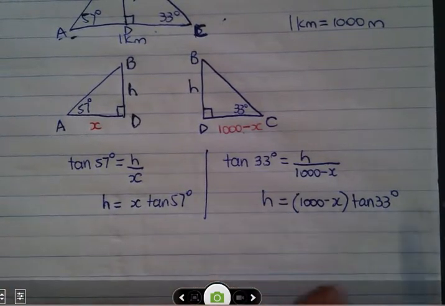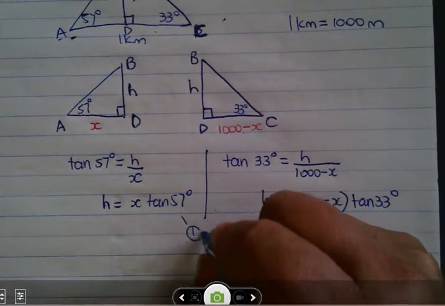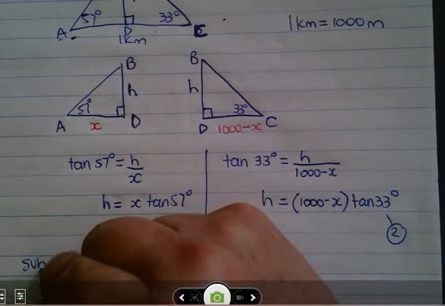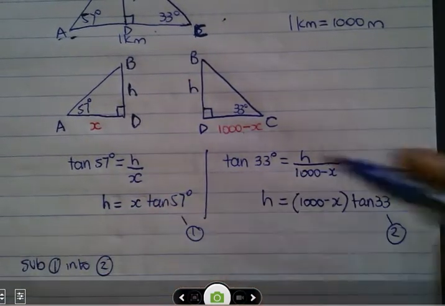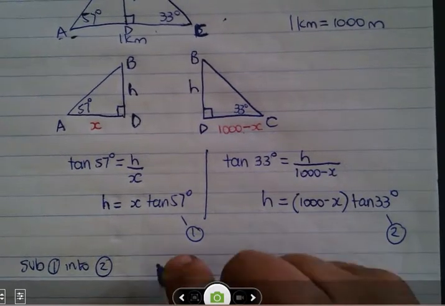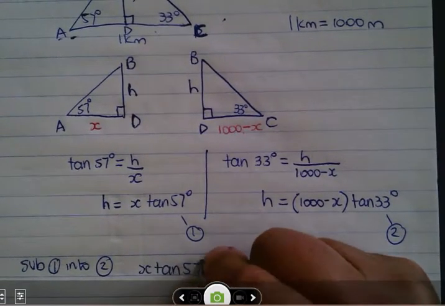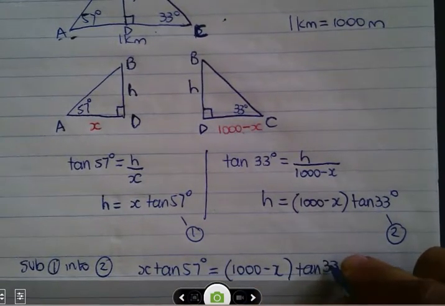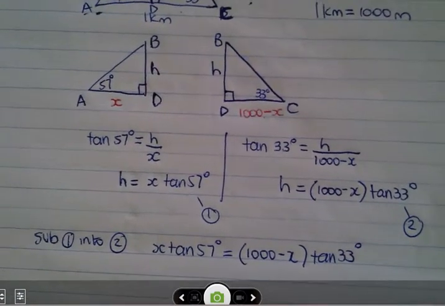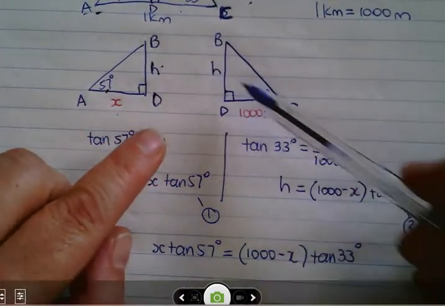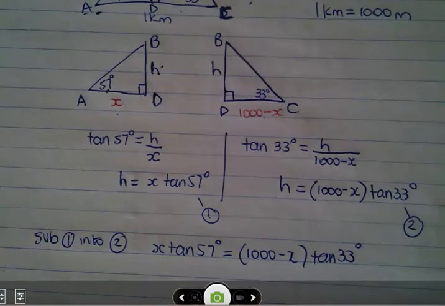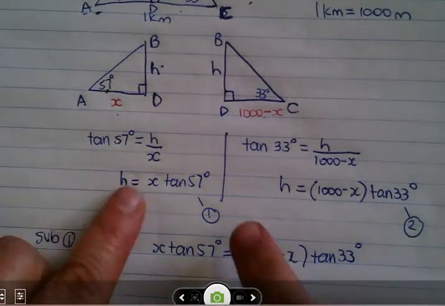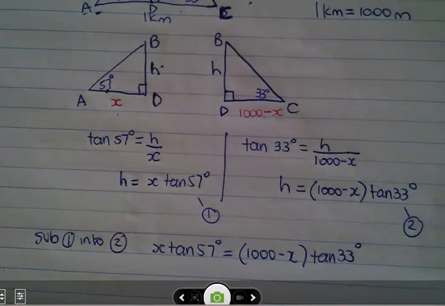If H equals that and H equals that, don't they both equal each other? Yes or no? So can't I say, I'm going to call that equation 1 and this equation 2, and I'm going to sub 1 into 2, and it doesn't matter which way you do it, or 2 into 1. Doesn't it mean that X tan 57 equals 1000 minus X tan 33? Do you agree or not? So girls, I've got an expression for H here and an expression for H there. Well, H is the same H, so if H equals that and H equals that, then those two equal each other. Got the idea?